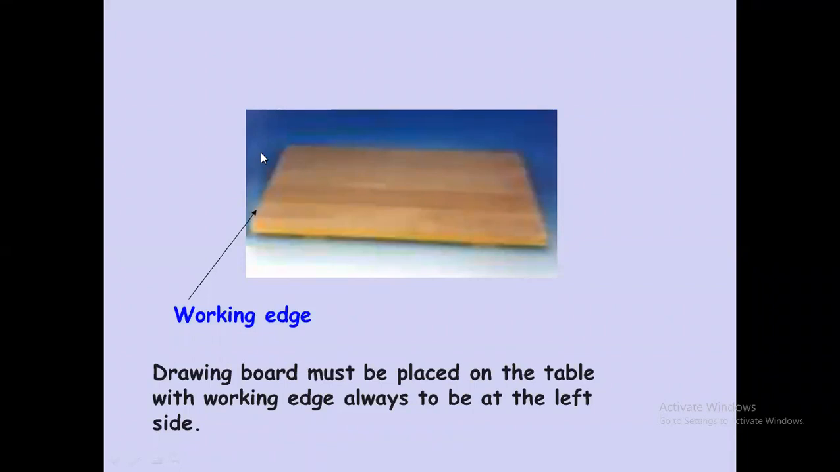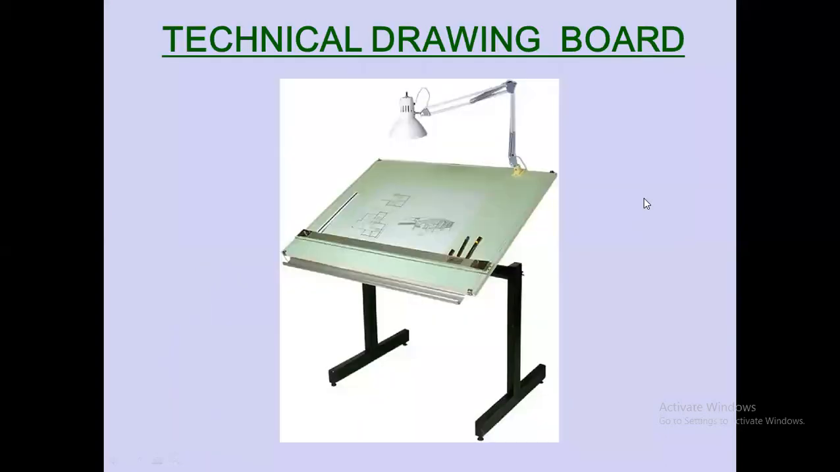In those days, this is the big drawing board, and this drawing board is clamped on the drawing table. This is the light which is provided for proper projection for drawing the engineering drawing, along with a scale and pencil. So these are all necessary instruments.